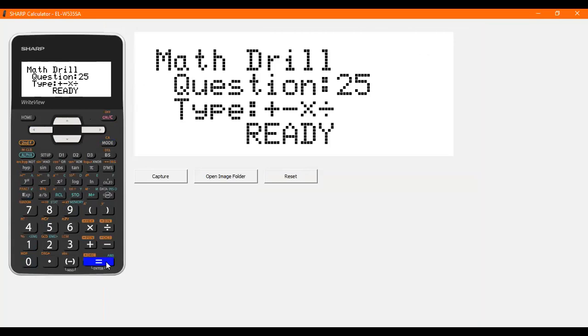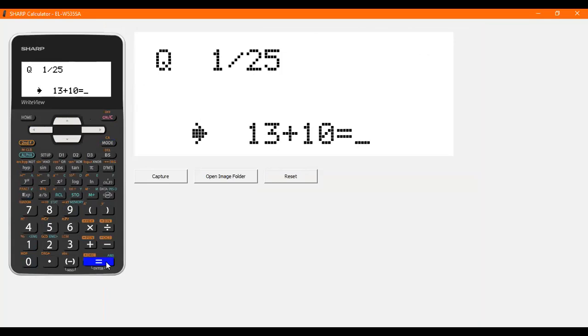Now, the number ranges are appropriate for grade 3 and up. In other words, 0 to 20 plus 0 to 20. Minus is the opposite. Times is 0 to 12 times 0 to 12. So that's grade 5. And then division is obviously grade 6. No, it is grade 5 as well. And also it's the opposite of multiplication.